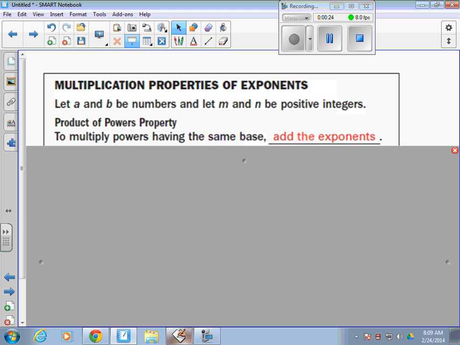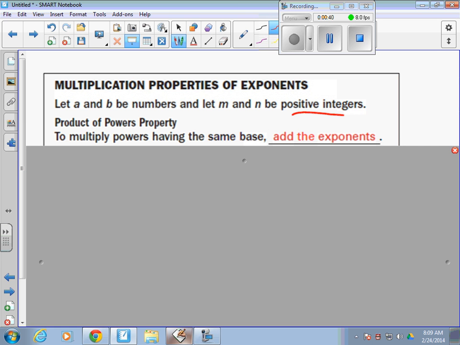It says let A and B be numbers, and let M and N be positive integers. So A and B can be any number, and M and N, we're only going to talk about positive numbers, and we're only going to talk about numbers that are not fractions or decimals, so positive integers.